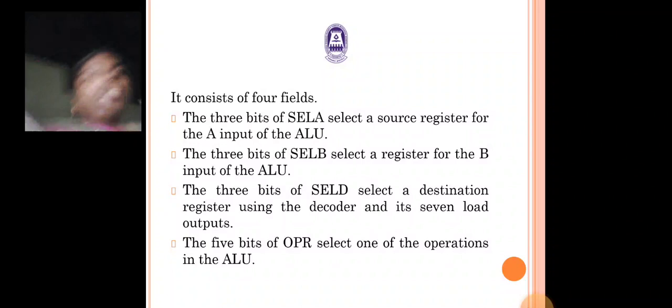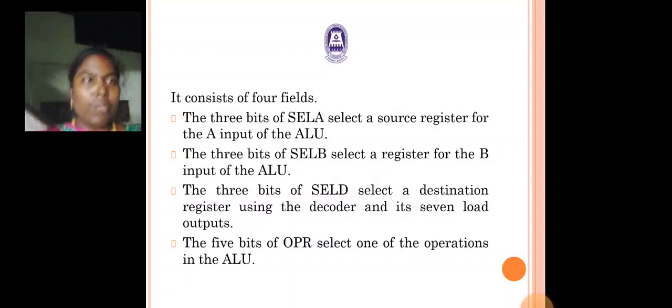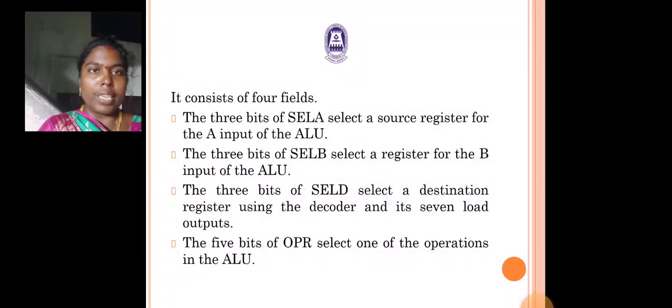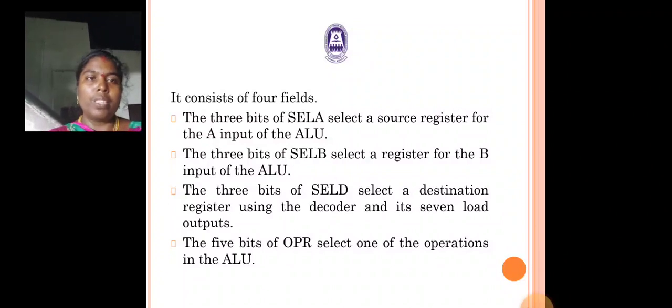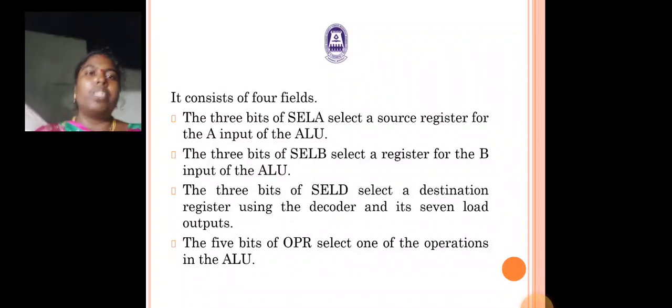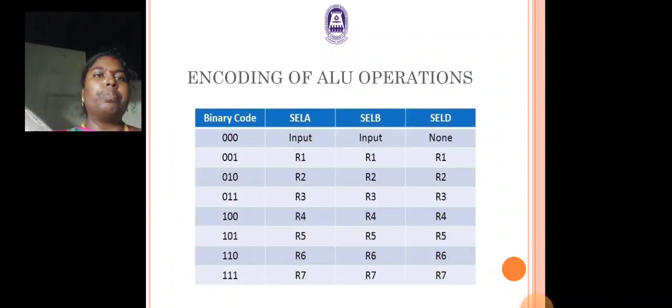Those are specified in this diagram. The 3 bits of selection A select a source register for the A input of the ALU. The 3 bits of selection B select a register for the B input of the ALU. The 3 bits of selection T select a destination register using the decoder and its 7 load outputs. The last 5 bits of the operation select one of the operations in the ALU.